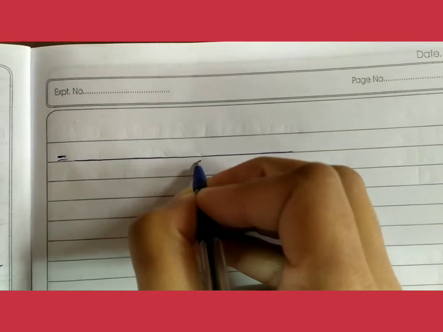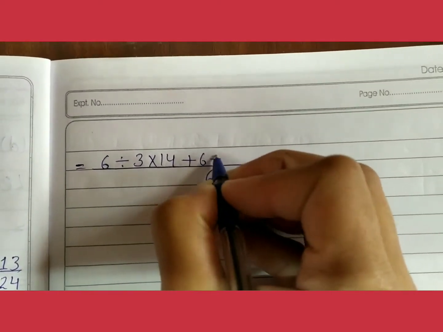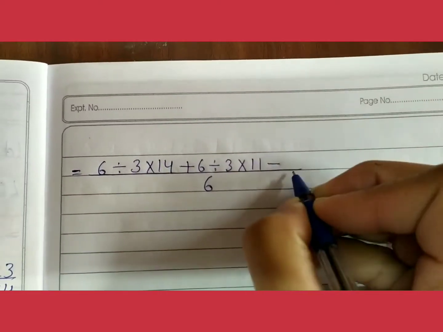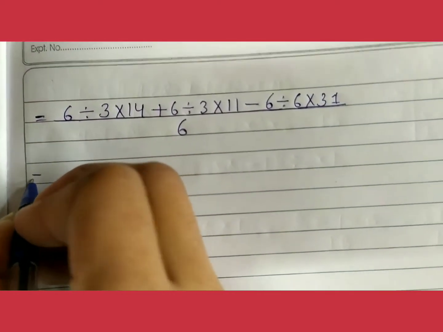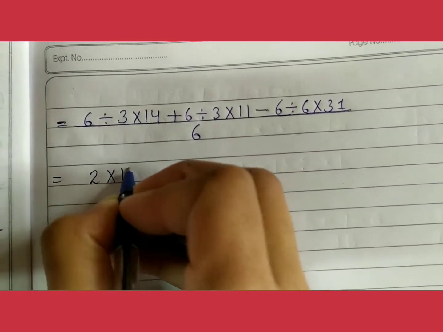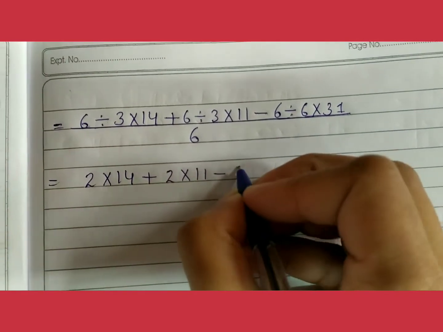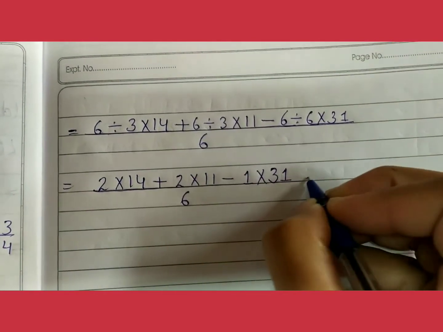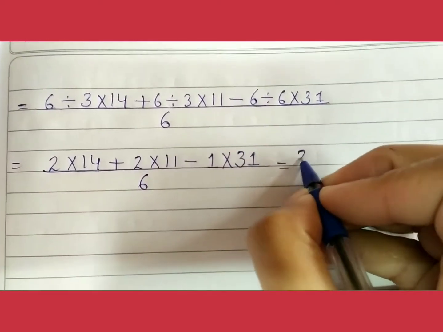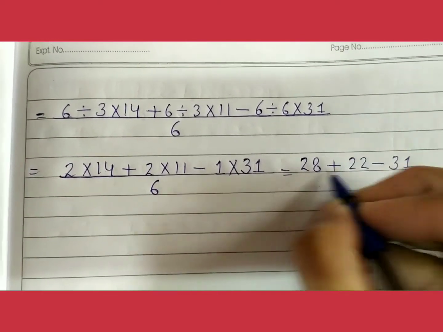Okay, now write 6 in the denominator as it is. 6 divided by 3 multiply by 14 plus 6 divided by 3 multiply by 11 minus 6 divided by 6 multiply 31. 6 divided by 3 equal to 2, multiply 14, plus 2 multiply 11, minus 1 multiply 31, upon 6. 2 multiply 14 equal to 28, plus 2 multiply 11, 22, minus 1 multiply 31, upon 6.